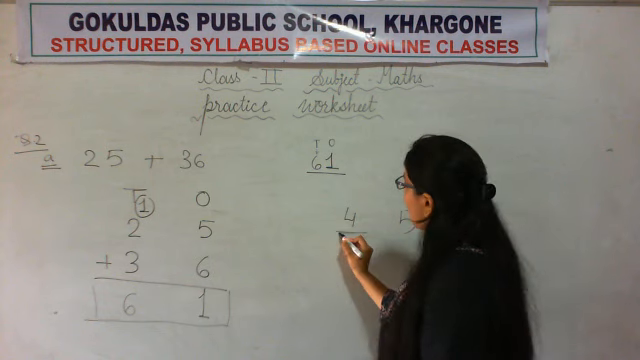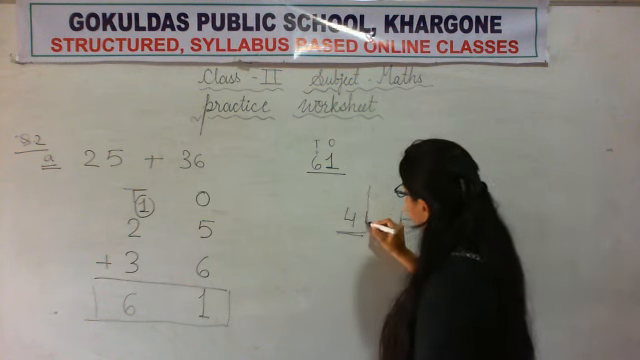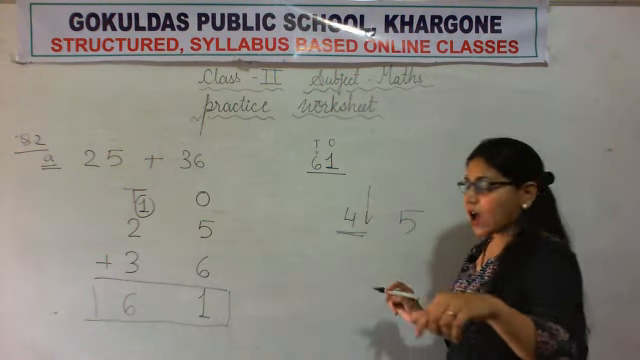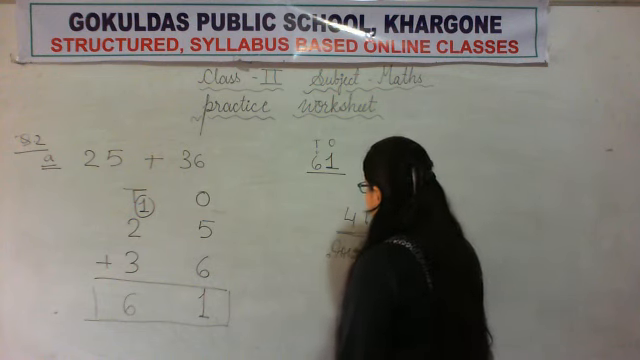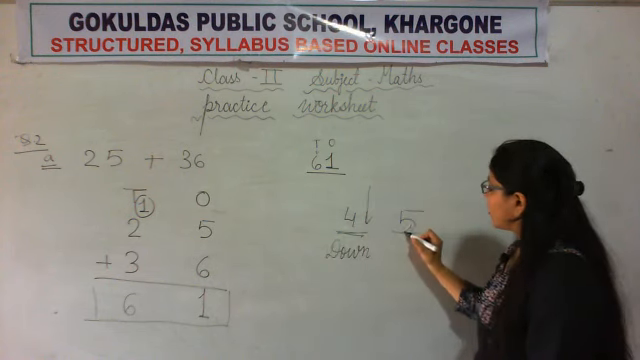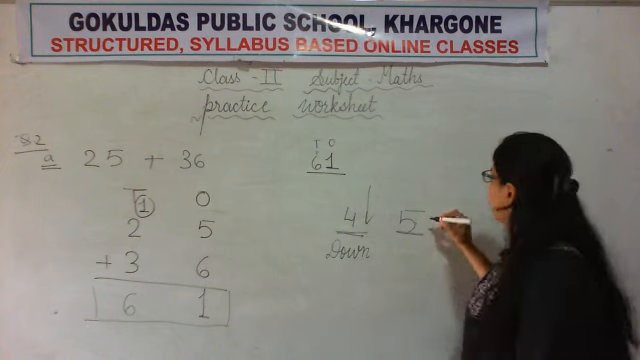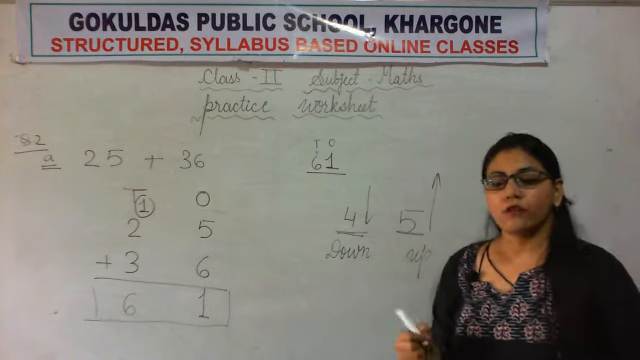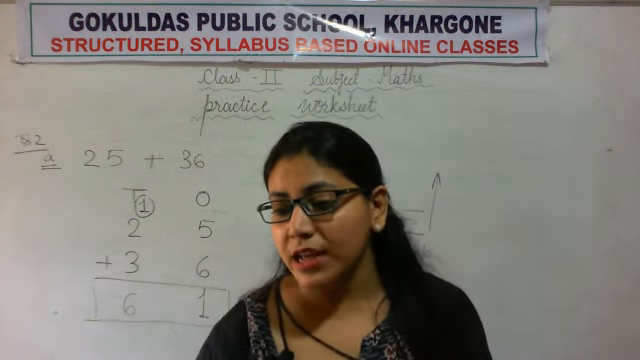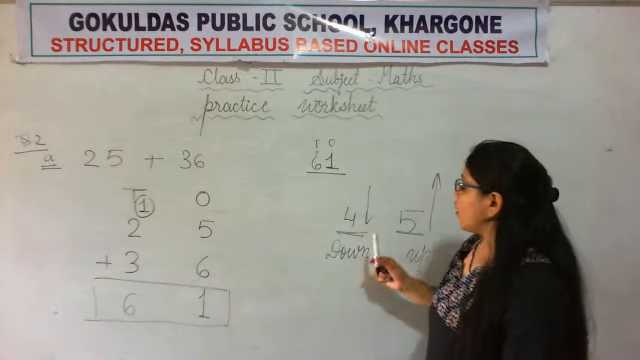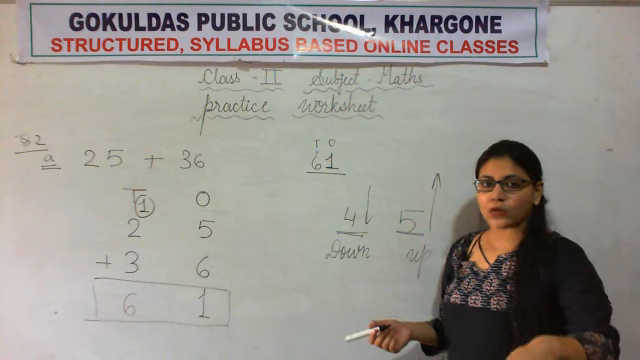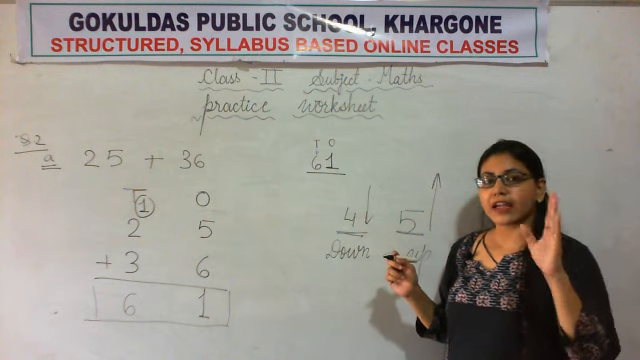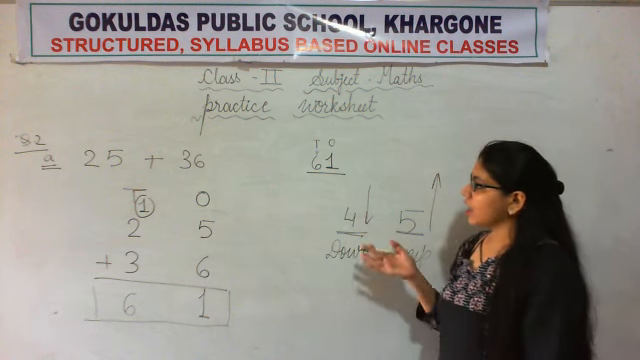Whenever the number is 4 or lesser than 4, we will round down. And whenever the number is 5 or greater than 5, we will round up. Remember this rule we have learned.